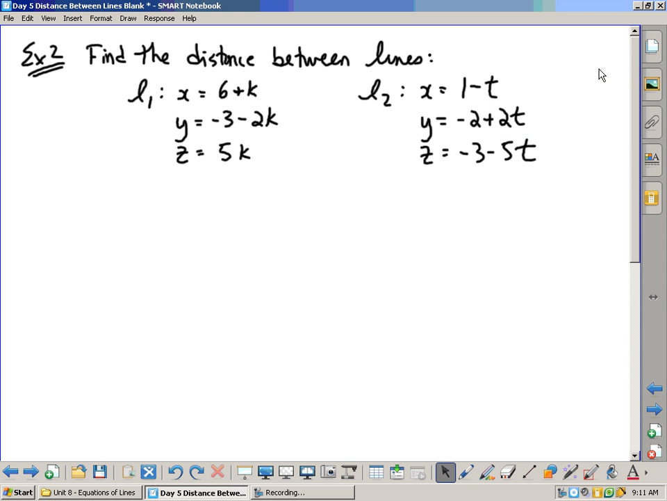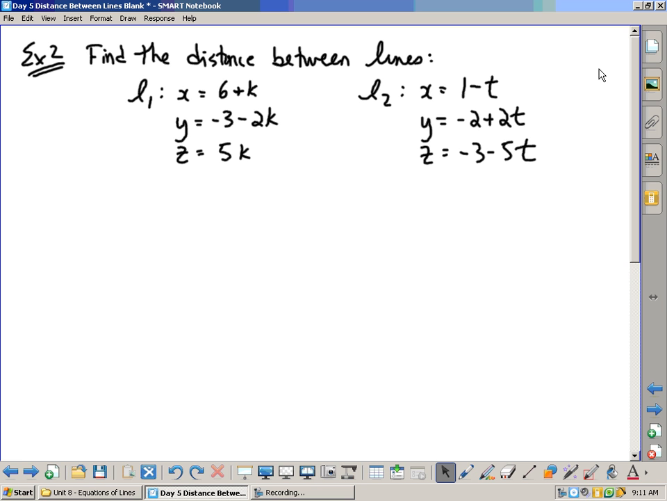Okay, so now we're going to find the distance between two lines, but we're actually going to cheat and find the distance between a point on one of the lines and the opposite line. So it'll be exactly like the question we just did. But the unique part about this is, before you go off and figure out what the distance between these two lines is, you better make sure that they're not the same line or that they don't intersect.